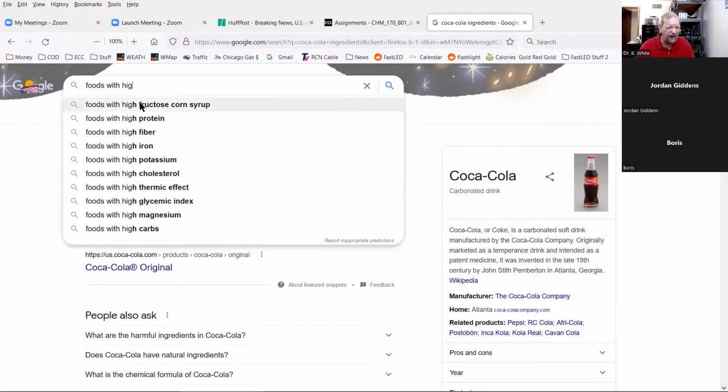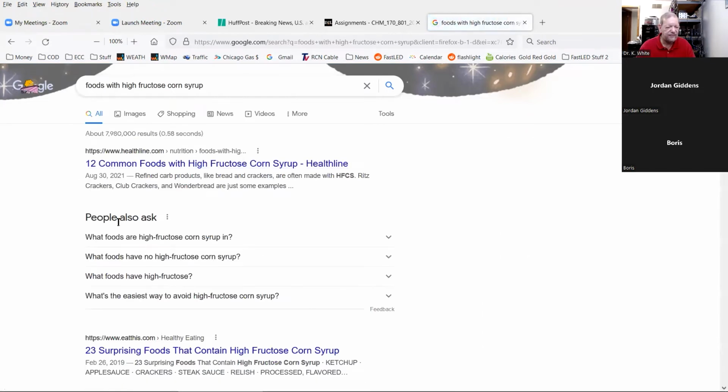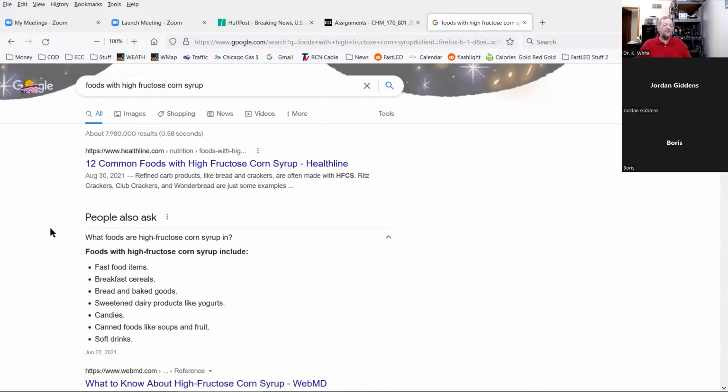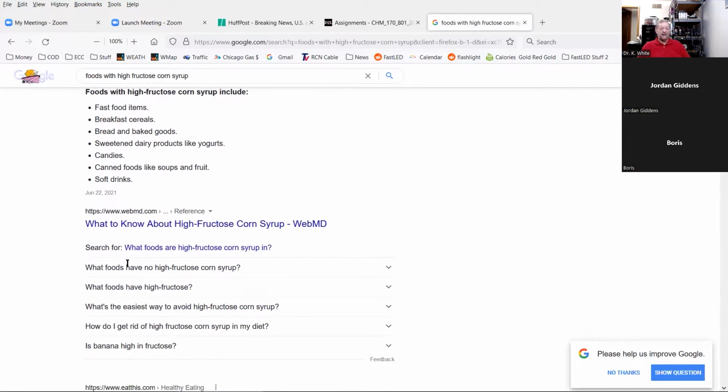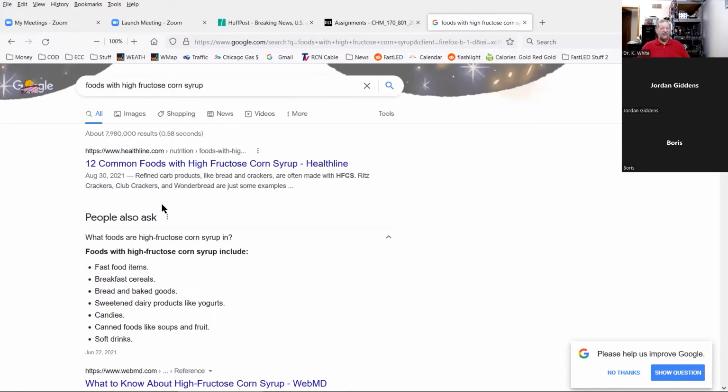Let's see if I can find some real quick. Any of your fast foods, breakfast cereals, sweetened things like yogurts, candies, soups and fruits, and obviously I just went through soft drinks. Those all have it. And that's there to make you want to like it because you've been conditioned: if it's sweet, it must be good for you. And I think at one point, even in baby food, they put in high fructose corn syrup. I don't know if they do that anymore.